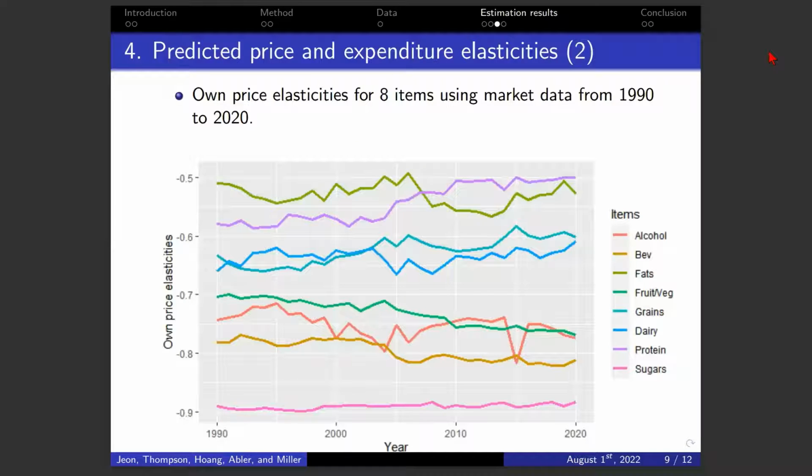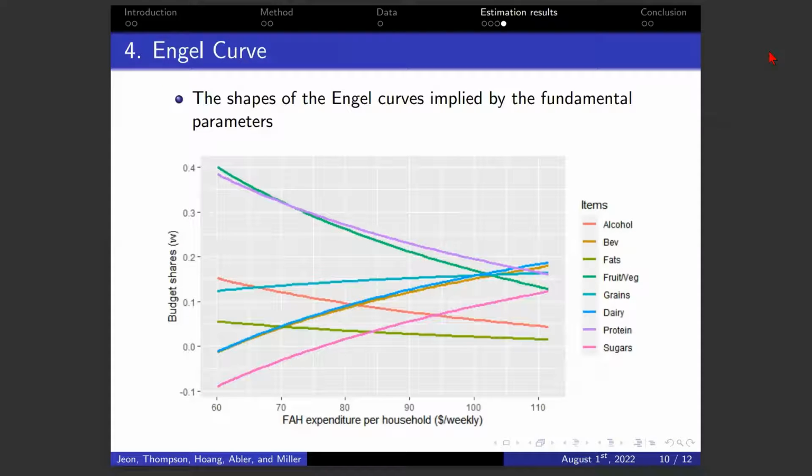Next, we calculate every single year's price elasticities between 1990 and 2020. As you can see, the most elastic item is sugars and the least elastic item is proteins. Lastly, we look at the shapes of the Engel curves implied by the fundamental parameters. We calculate the budget shares of each item derived by the quadratic AIDS demand model. We increase and decrease the expenditure term by 40% using food at home expenditure data.